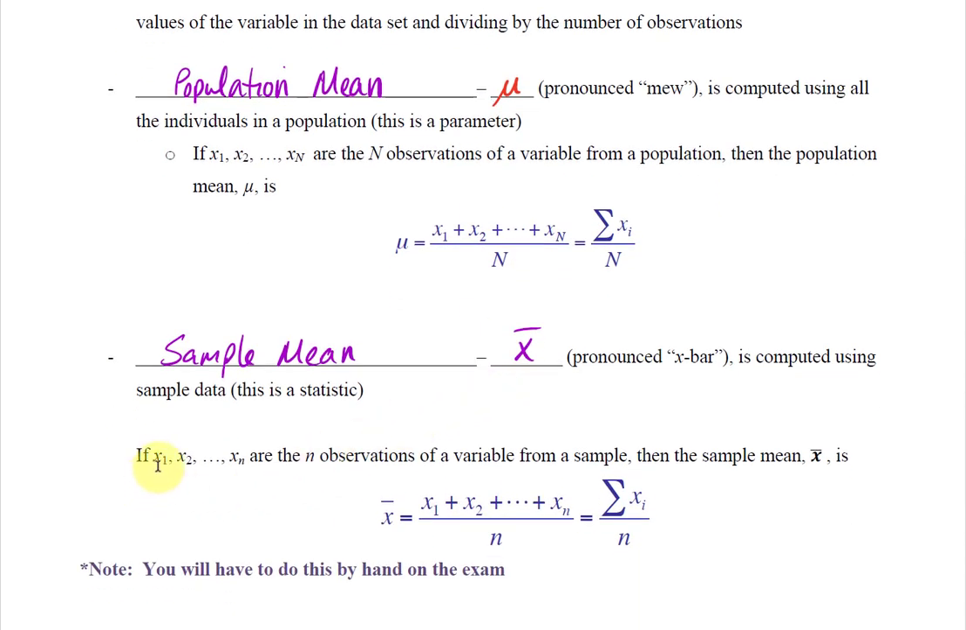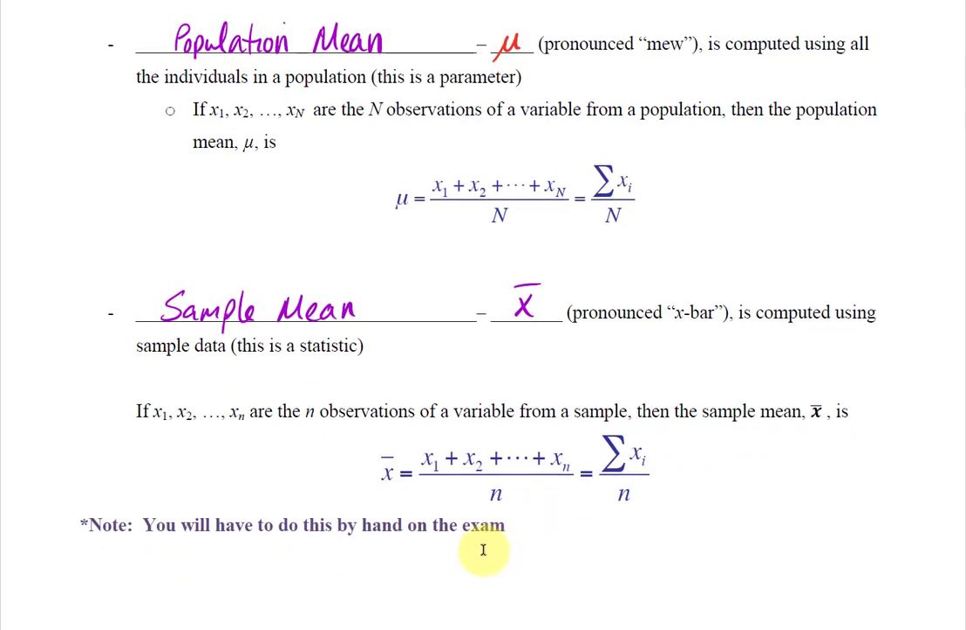So again, if x1, x2, all the way to xn are the small n observations of a variable from a sample, then the sample mean x bar is just the sum of them divided by n. And you have to do this by hand on the exam as well.